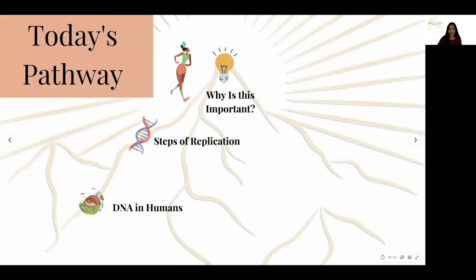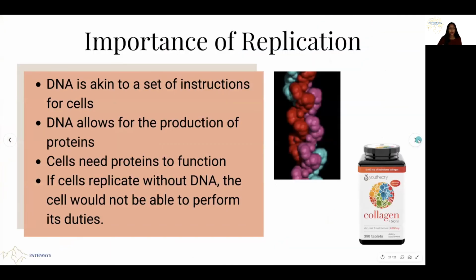All right, so our last topic we need to cover is, why is DNA replication so important? So DNA is akin to a set of instructions for cells, and it allows for the production of molecules called proteins. Now, you may have heard that in order to become strong, you need to eat a lot of protein, and this is protein. And so DNA is the instructions that your body needs to make proteins. And you might not have known, but your body can make proteins. Cells need proteins to function. Cells need proteins to maintain their structure. Proteins are extremely, extremely important for your body.